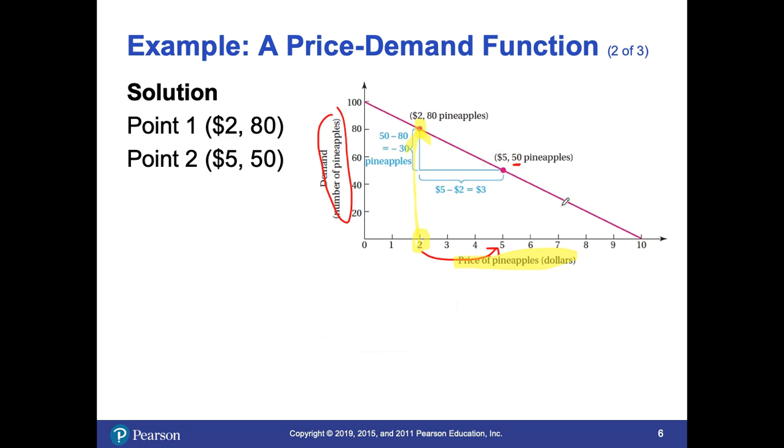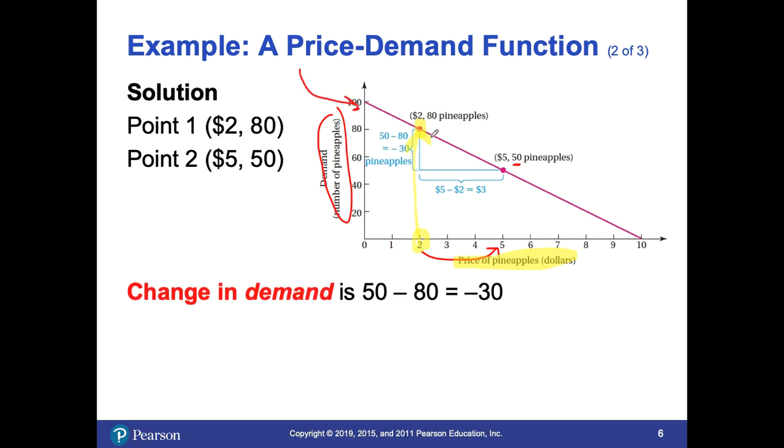Now, what's that change in demand? Remember, you want to calculate the dependent variable first. You want to calculate typically whatever's on the y-axis first. So we get the change of demand is 50 minus 80. Okay? 50 minus 80. Now you might wonder, well, how come it's not 80 minus 50? Well, it's always going to be the latter minus the former.